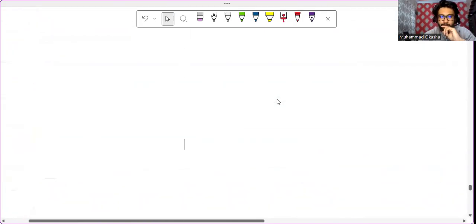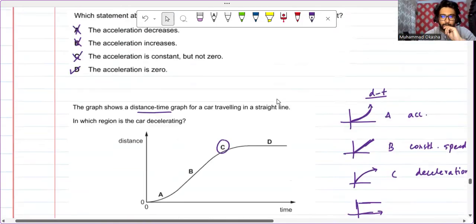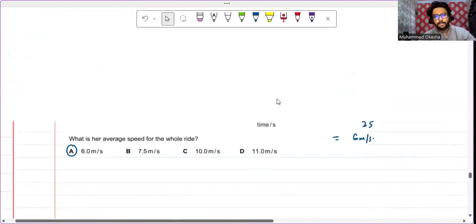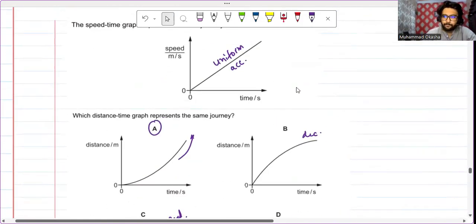Okay, I hope it makes sense. This is about basic graphs of motion and mostly just identification from the shape of the graph.